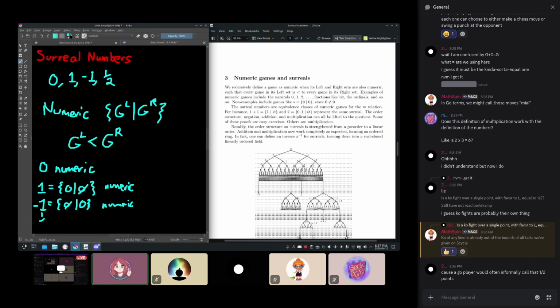What about 1/2? 1/2 we were defining as {0 | 1}. Well, 0 and 1 are numeric. We already saw that. And 0 is less than 1. I mean, you can kind of believe that. Or actually, you don't have to believe me on this. We already saw that 1 was always won by Left, whether it was the first or second player. So that does mean that 0 is less than 1. And so, 1/2 is a numeric game.